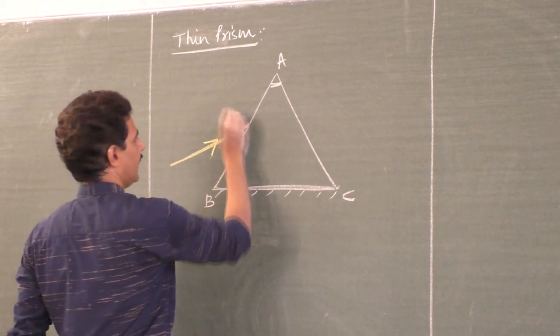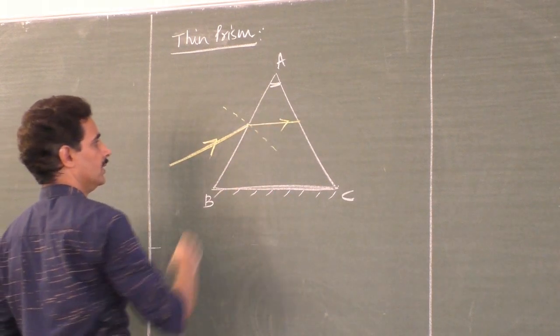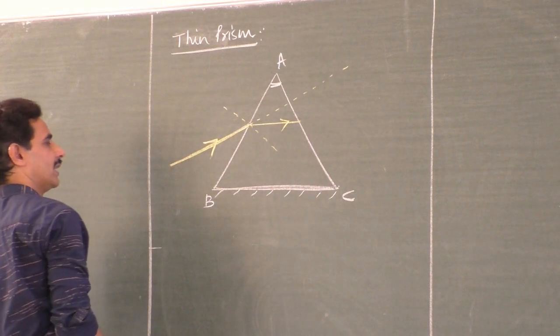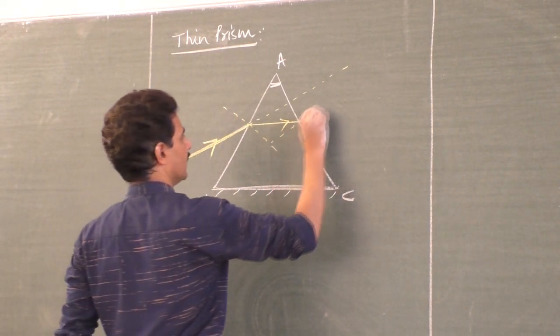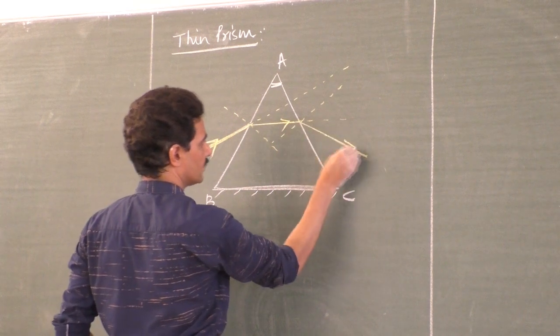And this ray of light, if this is the normal, bends towards the normal, because it was moving like this. That was the original direction. And finally, again here is a normal. It bends away from the normal, denser to rarer, so it moves like this.